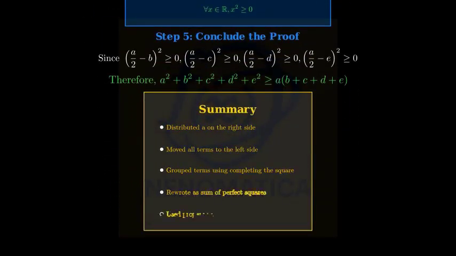First, we distributed the term on the right side of the inequality. Then, we moved all terms to the left side of the inequality. Next, we grouped terms using the method of completing the square, splitting a squared into 4 equal parts. We then applied the completing the square formula to rewrite our expression as the sum of 4 perfect squares. Finally, since the square of any real number is always non-negative, we concluded that the sum of these squares is also non-negative, which proved our original inequality.